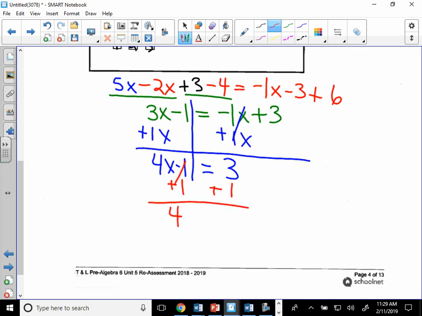And it is 4x equals 4. Divide both sides by 4. And x equals 1.